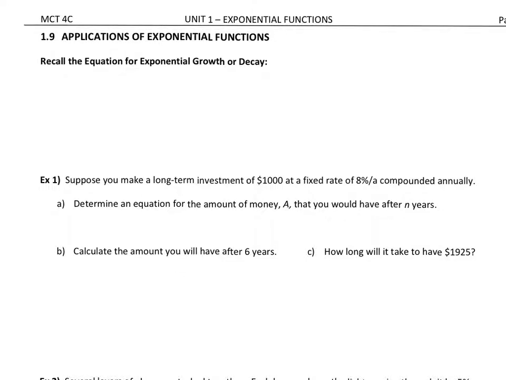Welcome to our last lesson in the exponential functions unit. Just a quick recall for the equation of the exponential growth or decay. We have been working with the equation y equals a times b to the exponent of x. And in terms of that, we have talked about the a value being our initial value, or the y-intercept, and the b being the rate of growth, or decay, where the b is 1 plus the percent growth, or it's 1 minus the percent decrease.